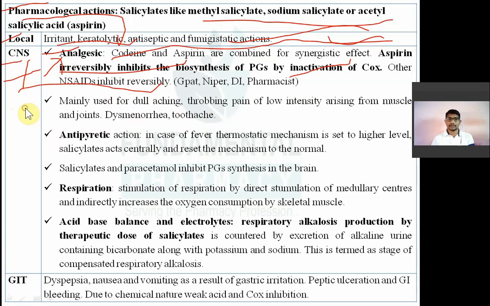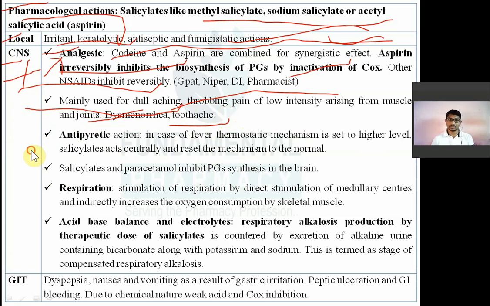Remember, they are used as a painkiller. They are used to decrease pain, mainly dull and throbbing pain arising from muscle or joint. So they are used in muscle pain or joint pain, dysmenorrhea, and toothache. What is meant by dysmenorrhea? Dysmenorrhea means painful menstruation from the female reproductive organ. Toothache means pain due to the tooth.